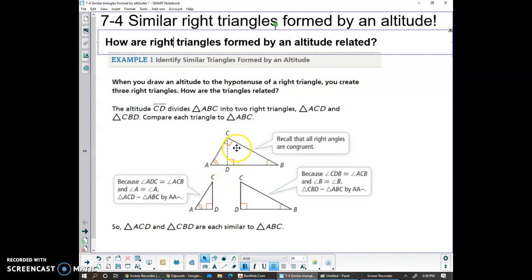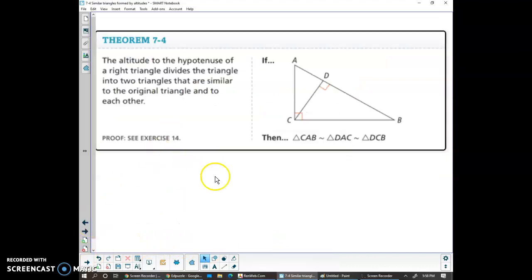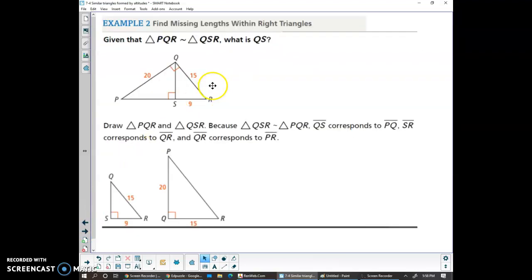And since the one is similar to the one and the other one is similar to the same one, we could combine them and say, Theorem 7-4: triangle CAB is similar to triangle DAC is similar to triangle DCB. So the small is similar to the medium, is similar to the big, and they're all similar to one another, which allows us to find a lot of missing sides. That's what we're doing in this lesson, and that's the main idea of the whole lesson: finding missing sides within a right triangle.